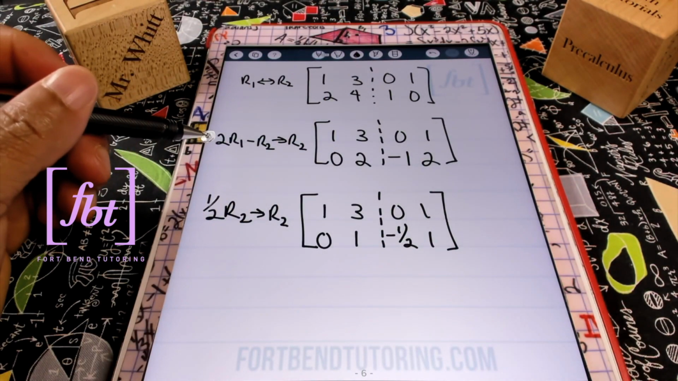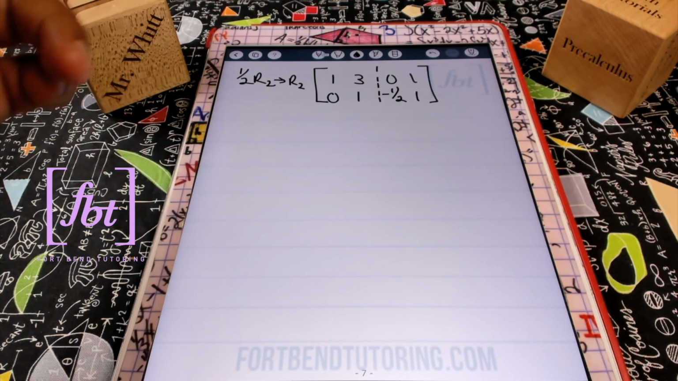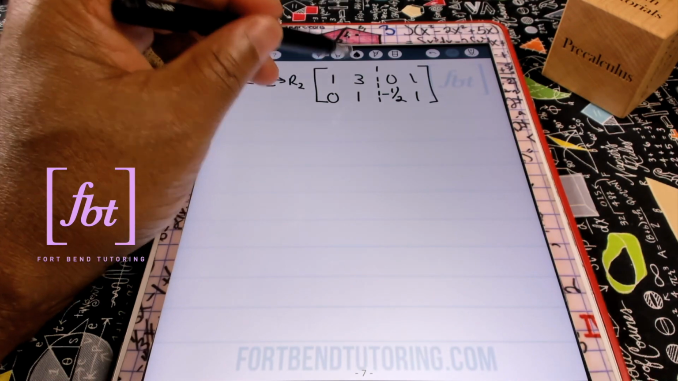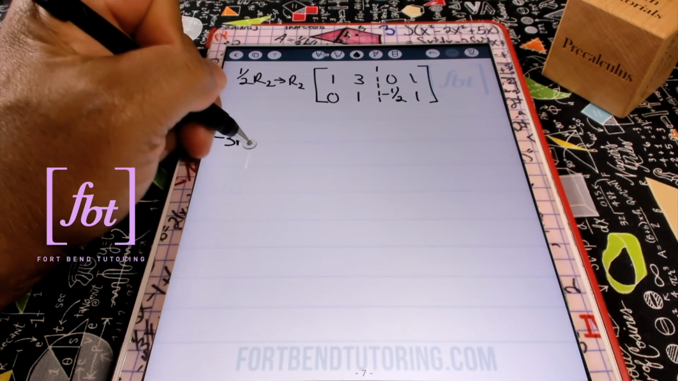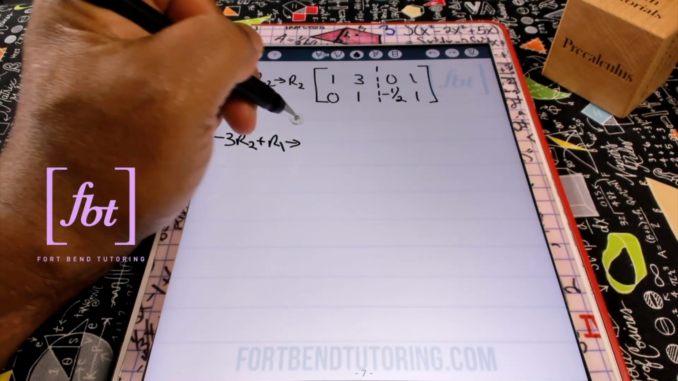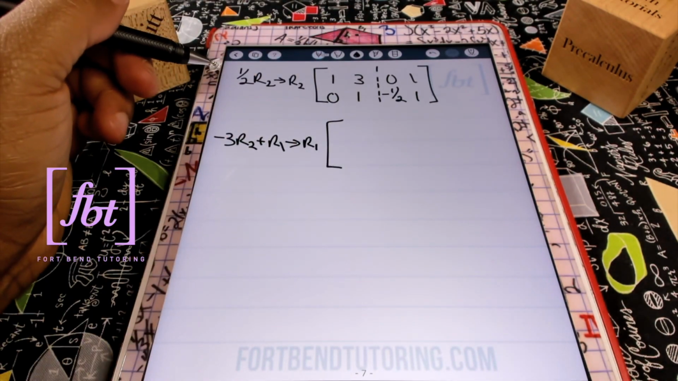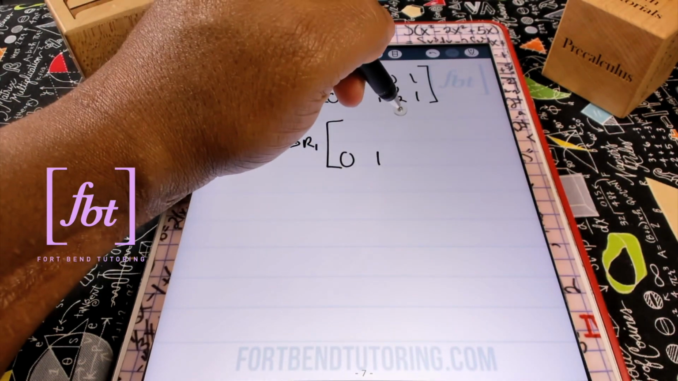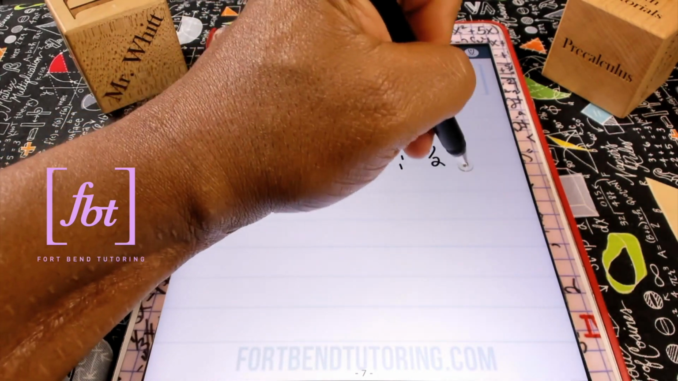The next thing you'll want to do is get rid of that 3. A way of doing that is to multiply the second row by negative 3 and then add that to row 1. So my row operation will be negative 3 row 2 plus row 1, placing the result in row 1. That means the second row will go unchanged here. So we'll bring down 0, 1, give me my dash line there, negative 1 half and 1.